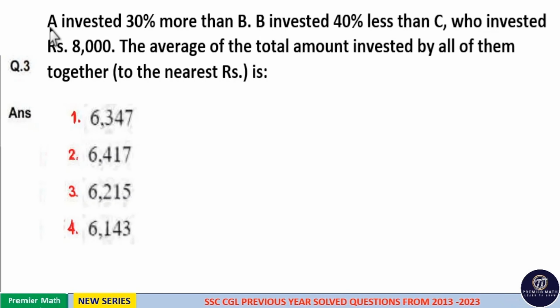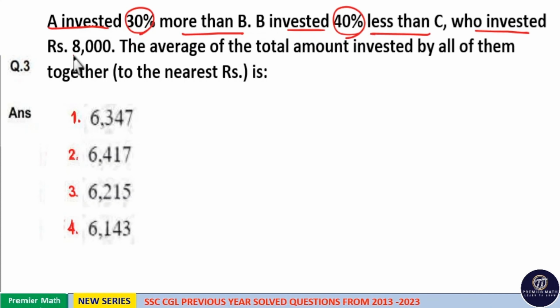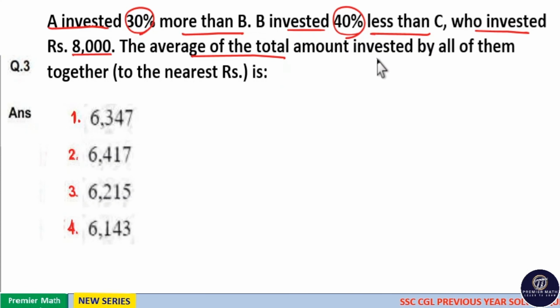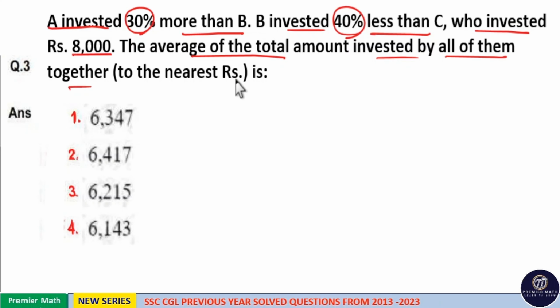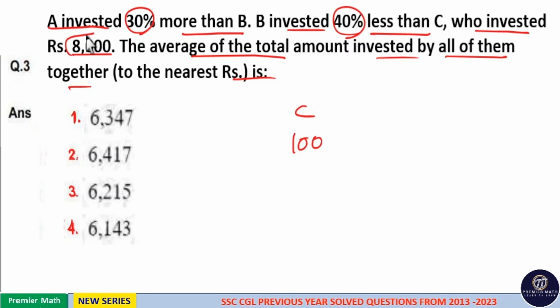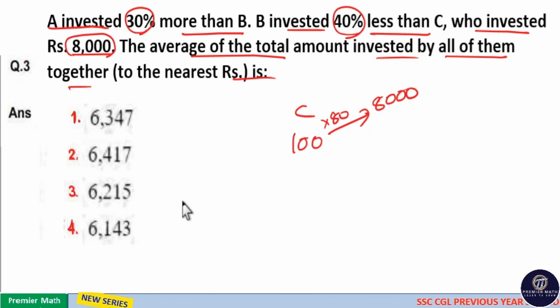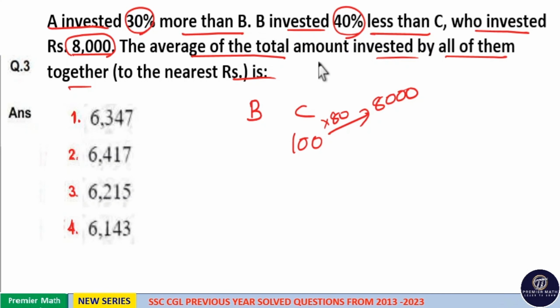A, B and C. A invested 30% more than B. B invested 40% less than C, who invested 8,000. What is the average of the total amount invested by all of them together? Consider C invested 100 rupees. But here it is given as 8,000. That is, this 100 part is equal to 8,000, which means 1 part is 80. Now B invested 40% less than C, which means 40 less than 100 is 60.